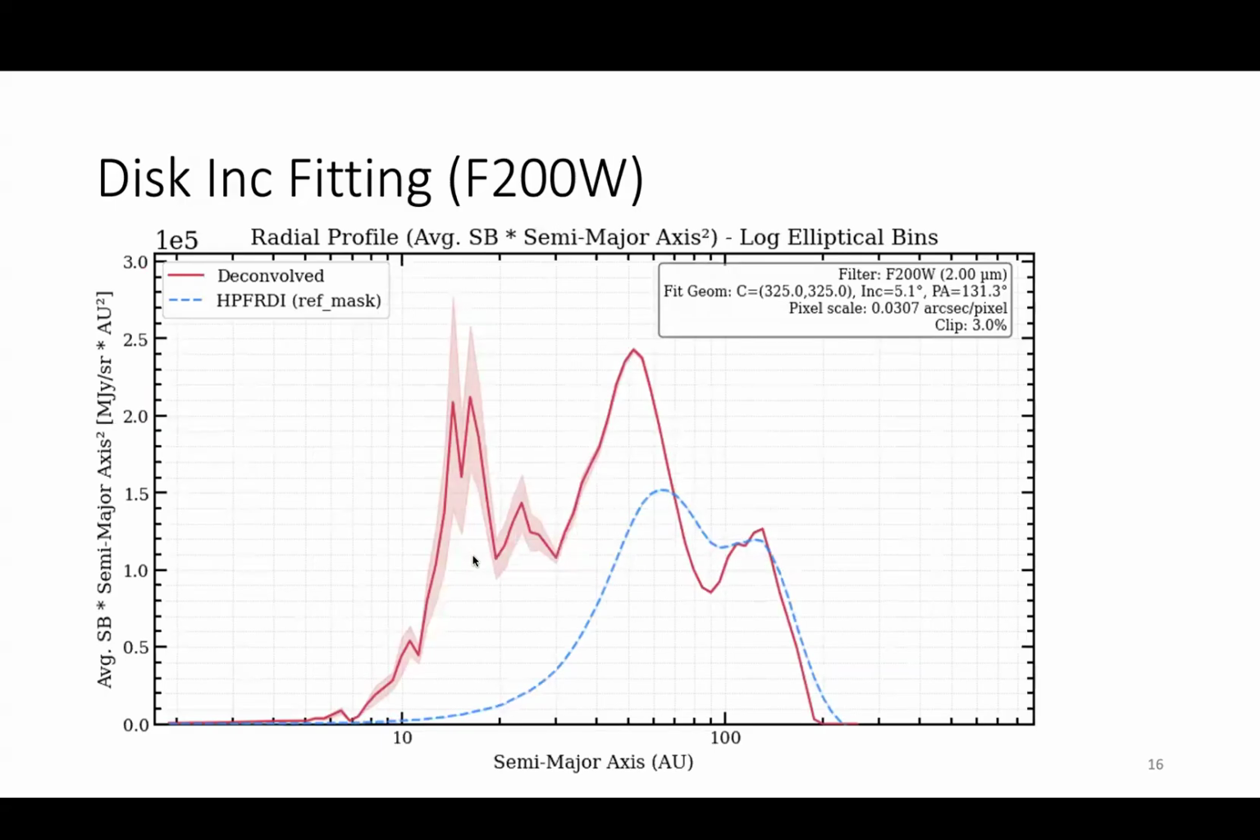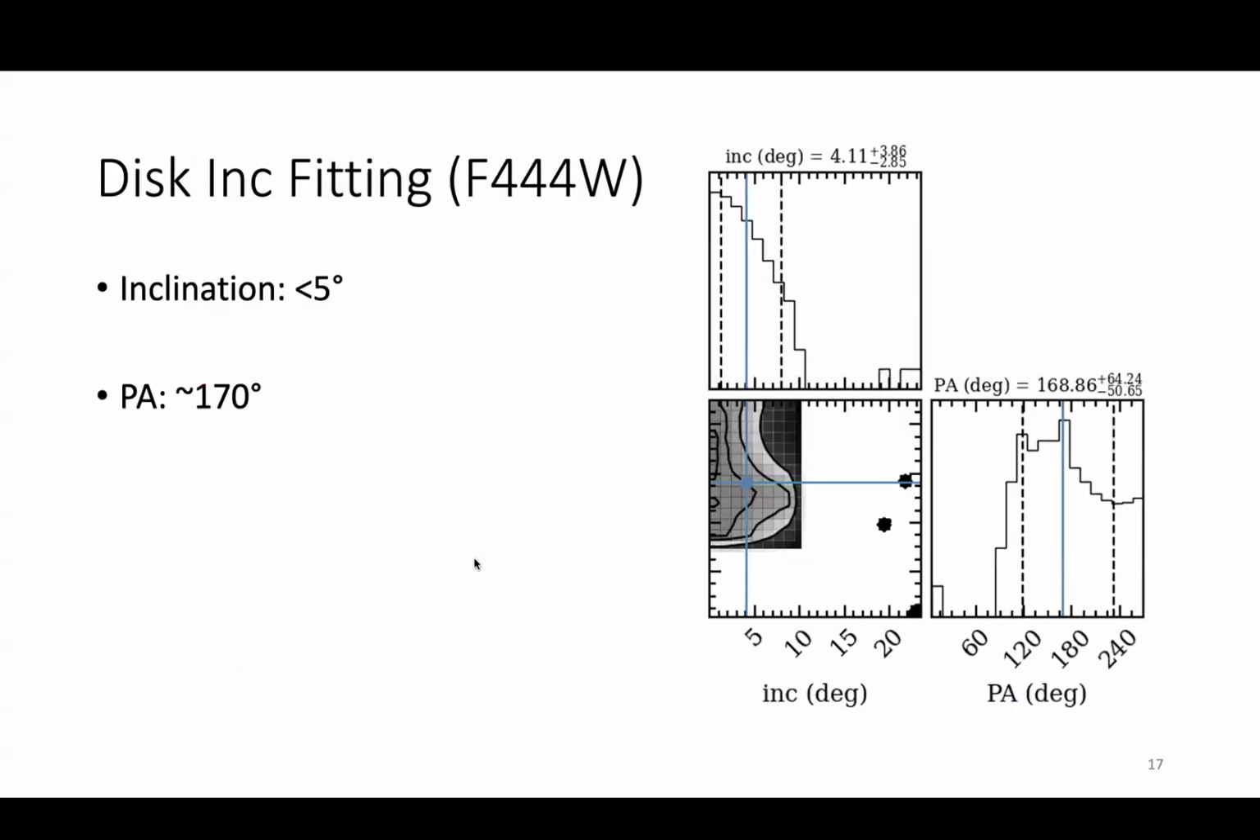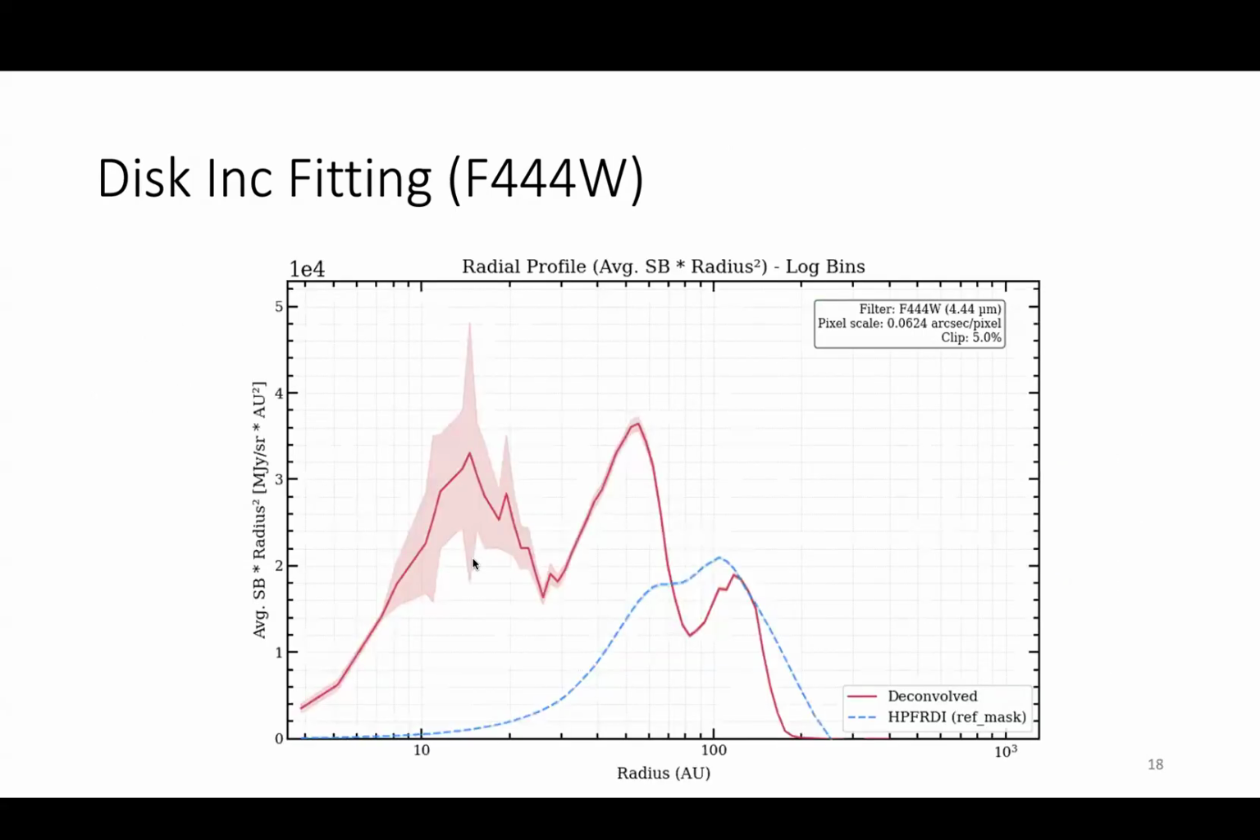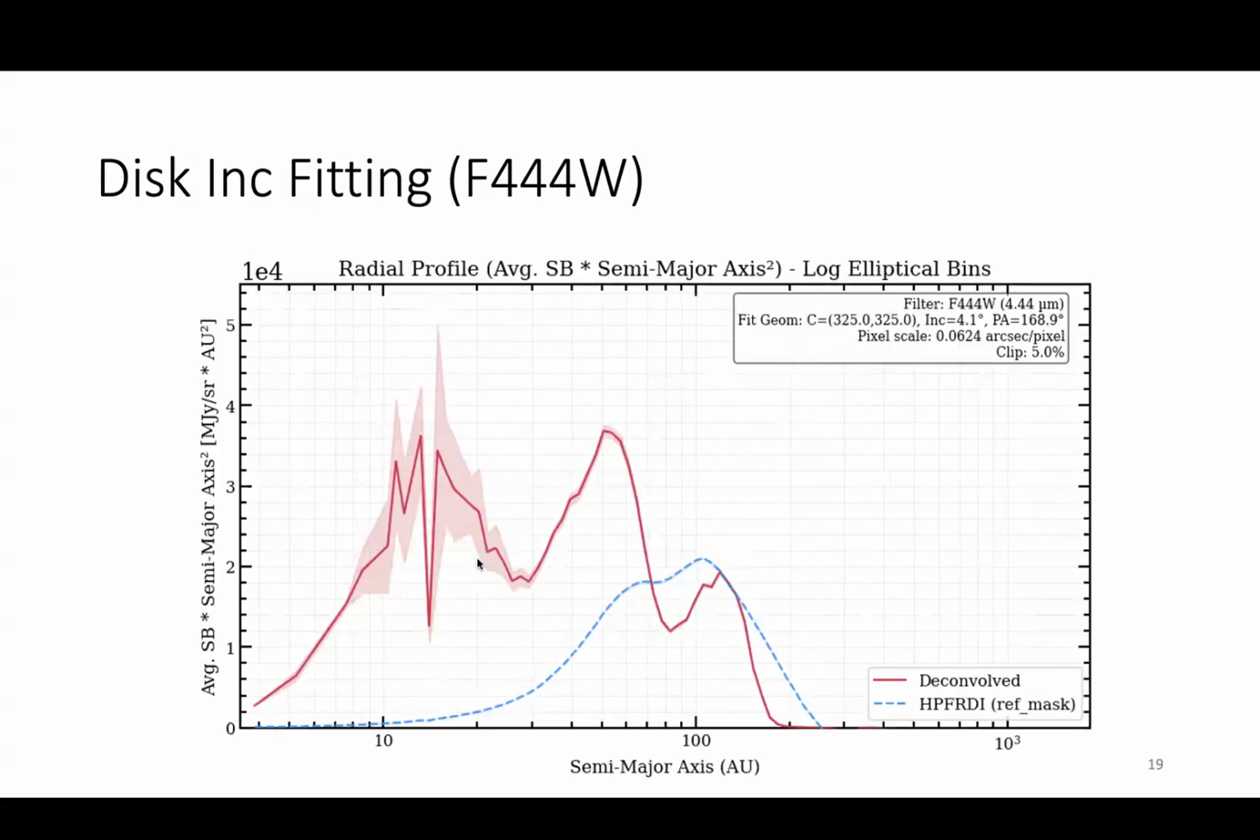We do a similar thing for F444, but it's not as good as F201, so we cannot show the inclination in F444. We just suggest the inclination is smaller than 5 degrees, and the position angle is still around 170. Here is also the radial profile before and after the fitting.